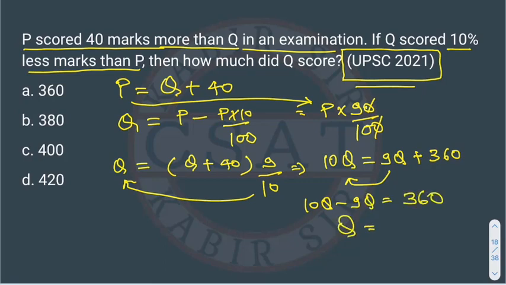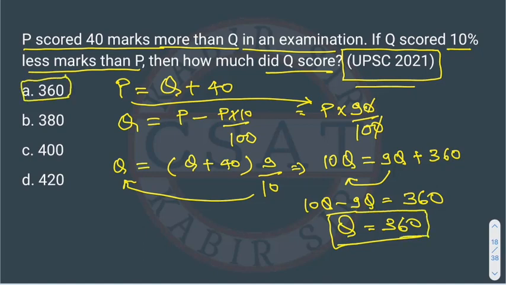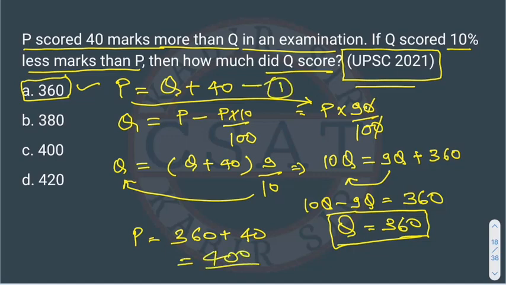So Q is 360. What is he asking? He is asking how much Q scores. So Q is scoring 360, and the answer will be A. If we ask how much P is scoring, P is scoring 360 plus 40 from the first equation, so it will become 400. It's a very easy question. I hope you all will get it. If you are having any problem in this, you can comment on this video and we can get connected and I will explain it again.